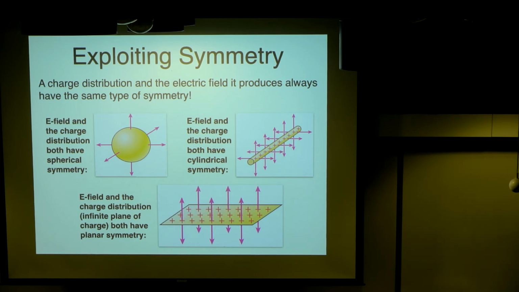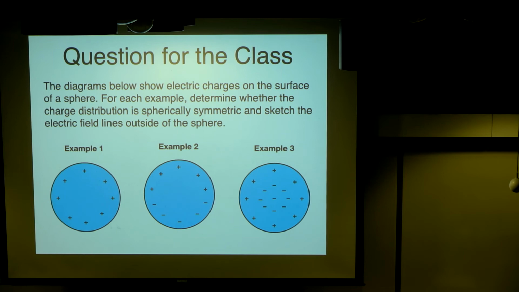Okay, so moving on. I want to make sure we understand this point. We have diagrams: example 1, example 2, and example 3. Okay? For each example, what I want you to see is what kind of symmetry do we have? Okay? Just basically answer yes or no whether we have spherical symmetry or not. Okay? And then once you've established whether or not we have spherical symmetry, try sketching what the E field lines look like, at least when we're outside of the sphere. Okay?